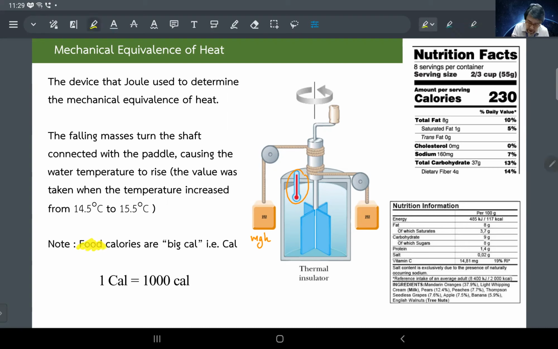And just before we pass this topic, the calorie that you saw in the food packaging is not the same calorie that you use for like 4.2 joules, because it's a big Cal. There's a capital C in the front. So actually that's already 1,000. It's a kilocalorie. So you have to notice whether there is a capital C in the front or not.